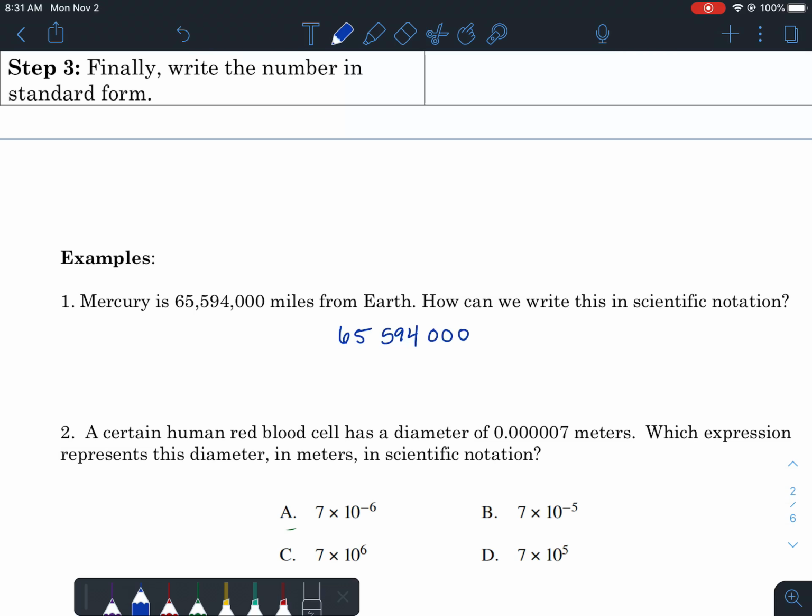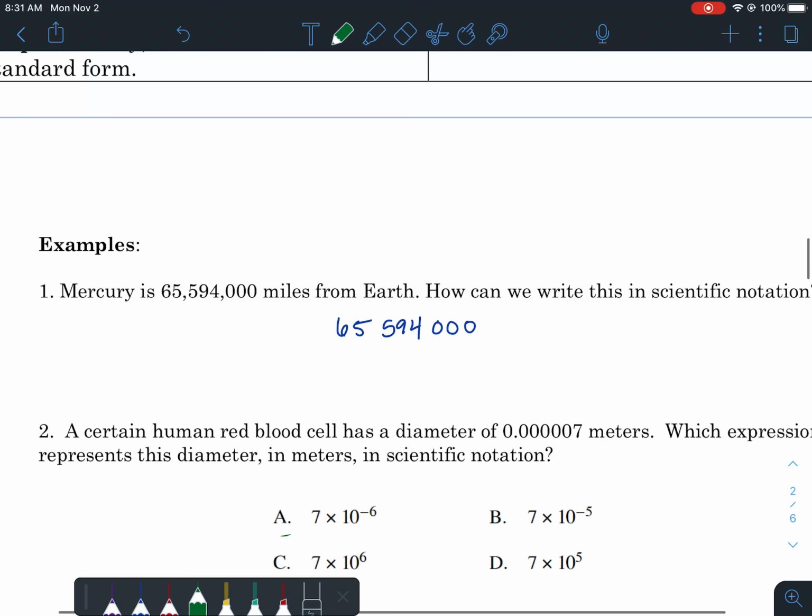So we're actually going to go to the left here and move the decimal. First, we need to place our decimal between two digits to make it between 1 and 10. Right now we have an invisible decimal. Our decimal for our whole numbers is always at the end here. We want to move it. What position must we move our decimal to in order to be a number between 1 and 10? Right here. If we put our decimal here, we have 6.5594. That's where we want our decimal to move.